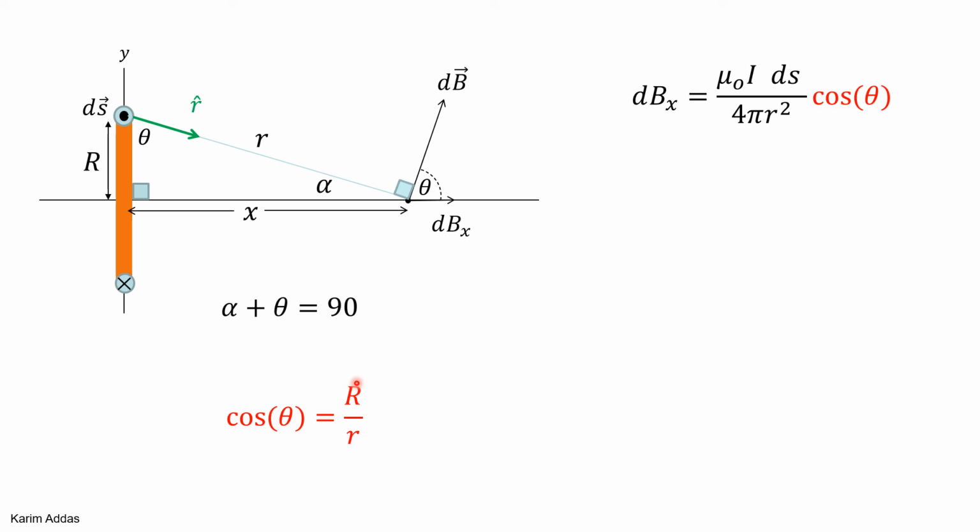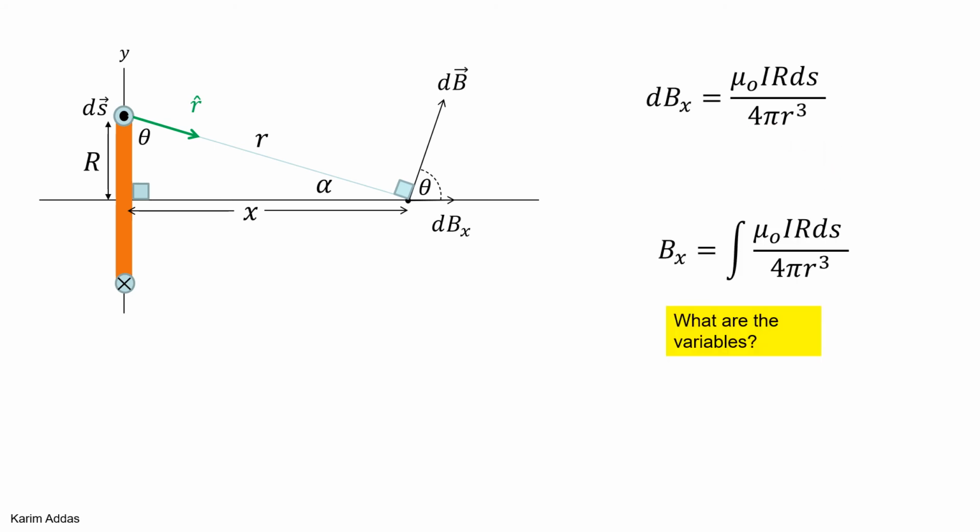So cosine theta is r over R. So we can do that substitution, and then you notice here that you have an r and an r squared, you get r cubed. And so you get this for the magnitude of the magnetic field, the x component of the magnitude of the magnetic field due to this element of current.